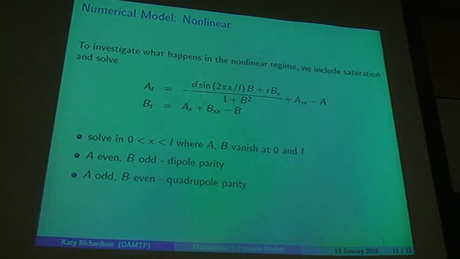So this sinusoidal part here, we see sinusoidal waves antisymmetric about the equator, which is what we wanted. And we make A and B vanish at 0 and L. And then we set this off with initial conditions of dipole parity, where A is even, B is odd, because that's the current parity in the sun.